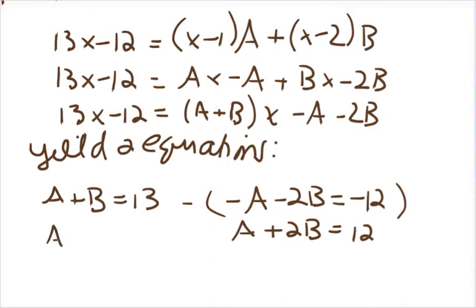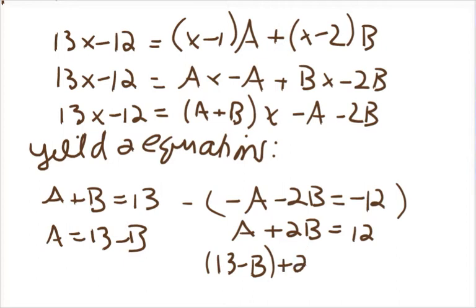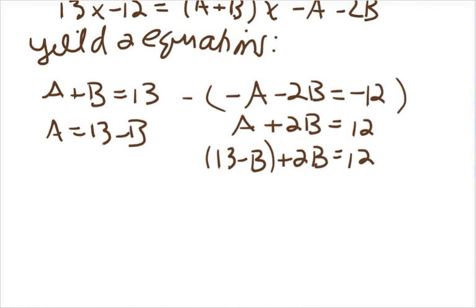Okay, so solving for A is 13 minus B. And substituting that into the equation over here, I get 13 minus B plus 2B equals 12. Solving that, you get that B is equal to minus 1. Therefore, A is equal to 14.